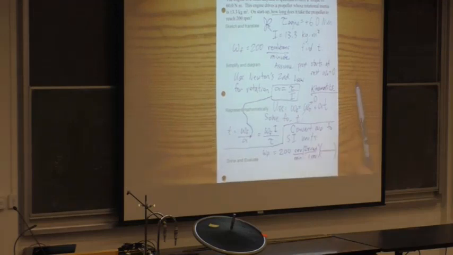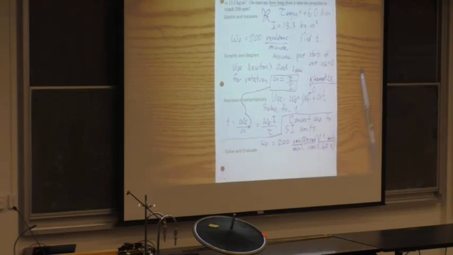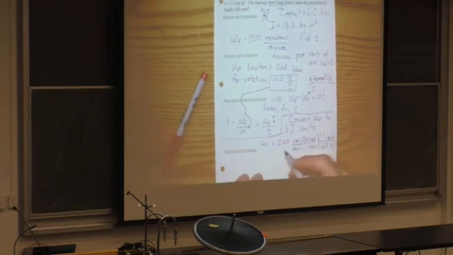And then minutes is not the SI unit of time. What's the SI unit of time? Seconds. So we want seconds on the bottom and minutes up here. So there's 60 seconds per 1 minute. That way the minute will cancel minute. So I get 200 times 2 times pi divided by 60 is equal to 20.94 radians per second.